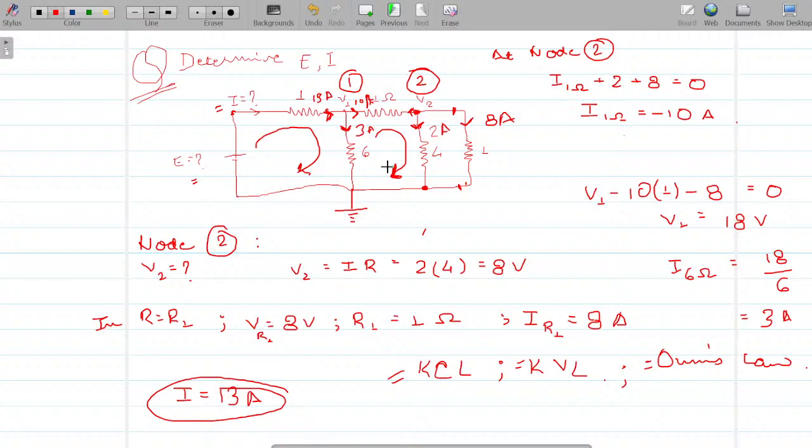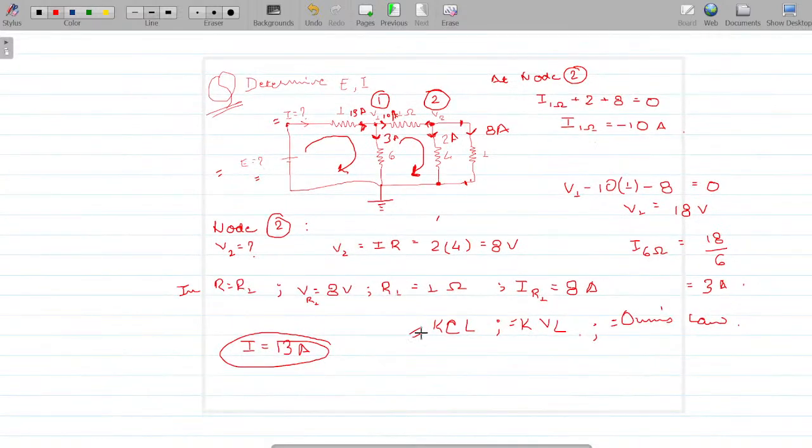So again, tell me, what did we calculate V1 to be? 18. So this is 18. This is a 1 ohm resistor. 13 ampere current is flowing in this loop. Can I calculate E? What would be E in this loop? E is equal to what?